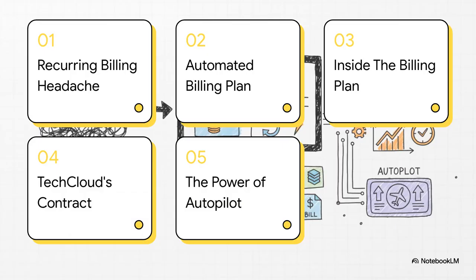So here's our game plan. First, we'll tackle what I call the recurring billing headache. You know the one. Then, we'll get into the solution, the automated billing plan itself. We're going to go under the hood, see how it's built, and then walk through a real-world example with a company called TechCloud. Finally, we'll talk about the real magic, putting your revenue on autopilot.